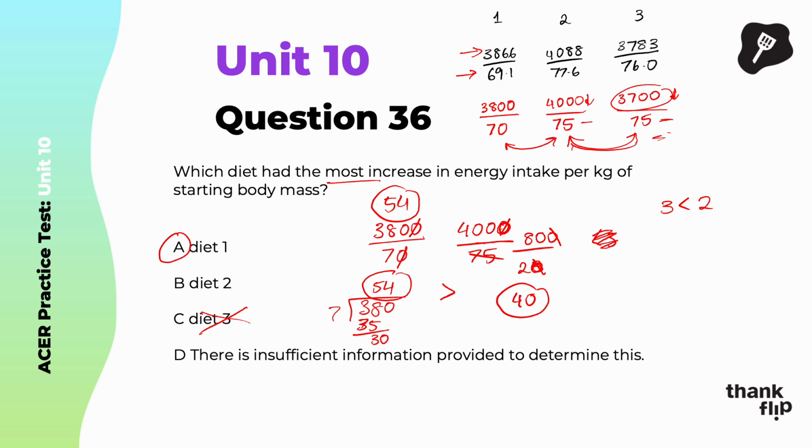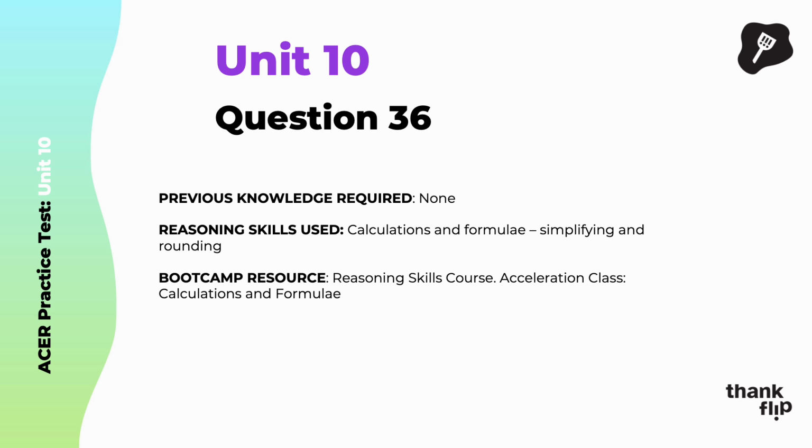So this is how I would go about the calculations in a GAMSAT setting, especially keeping in mind that you don't have a calculator and you want to save as much time as possible. It would not be very time efficient for you to go and try to figure out the exact values for each of these fractions. That would simply take way too much time. So simplifying it in this way is going to be very important. Like I said with this one, you don't need any previous knowledge. All you need is the calculations aspect of it and being able to work around these sort of calculations quickly by simplifying and rounding. And the bootcamp resources that can help with this are the reasoning skills course and the acceleration class on calculations and formulae.